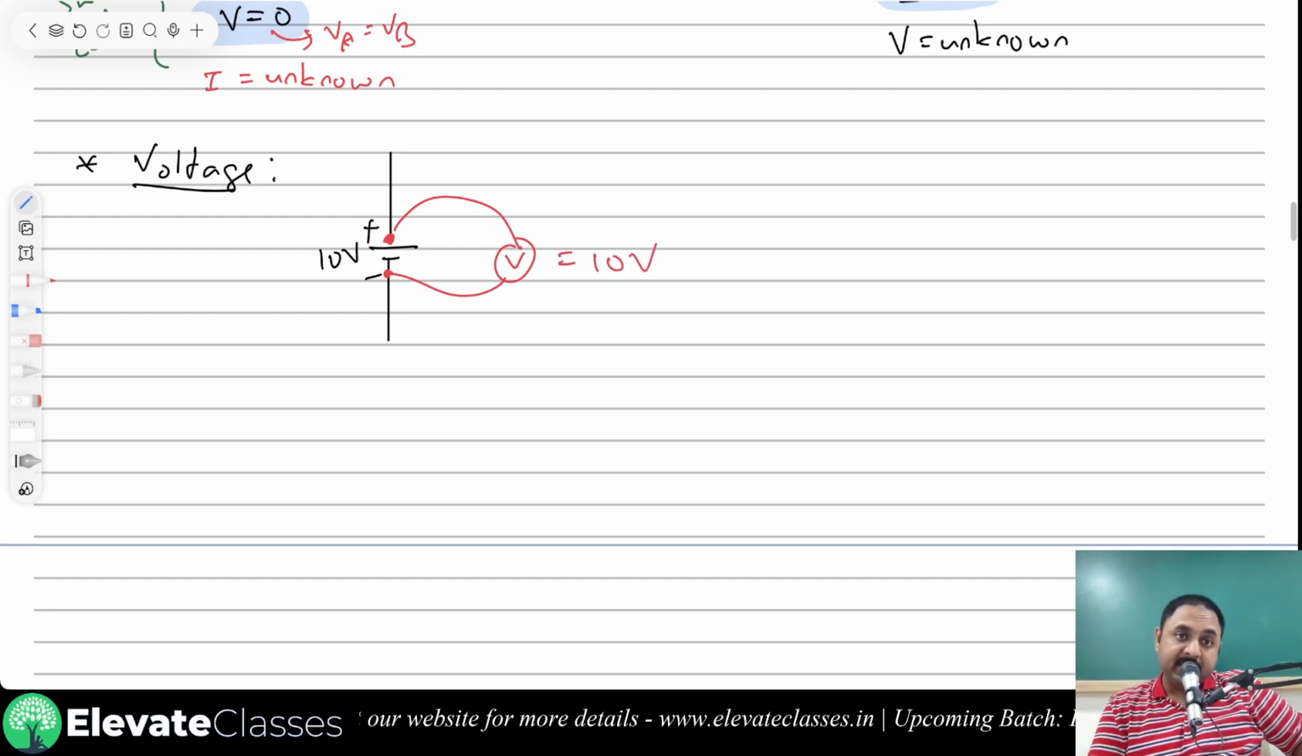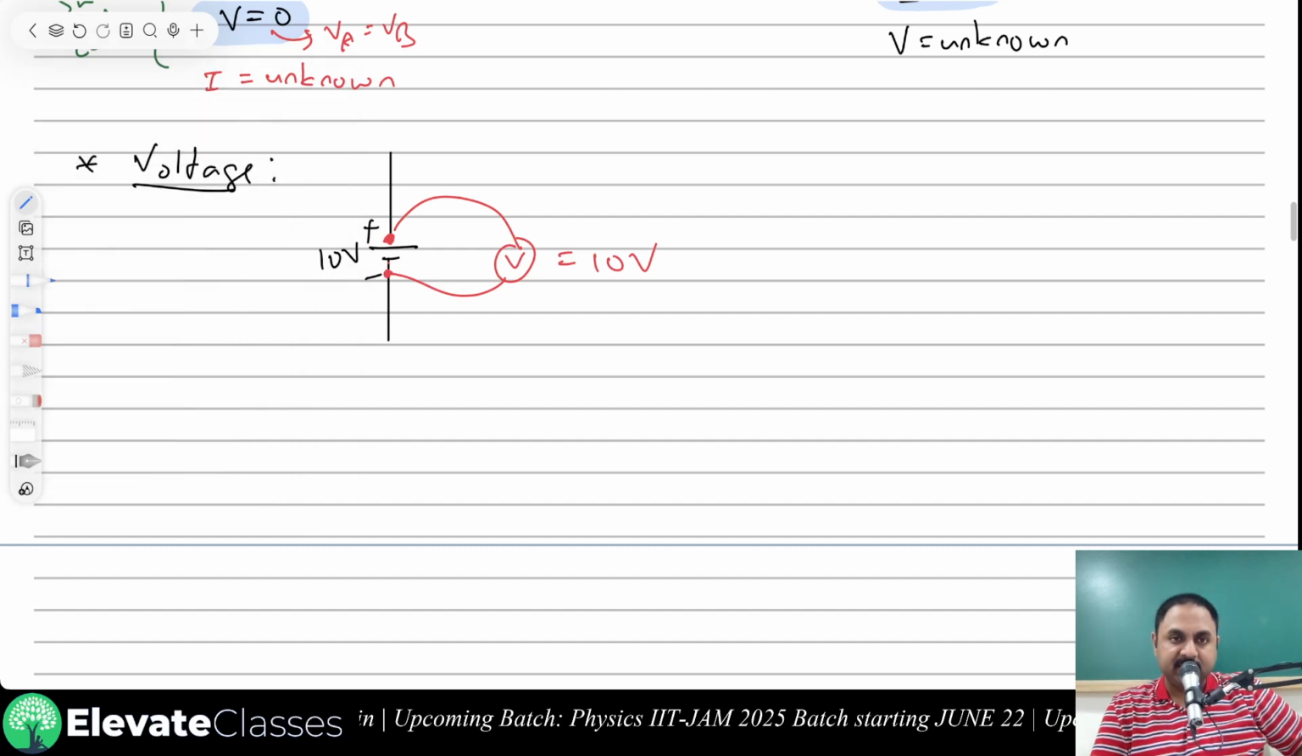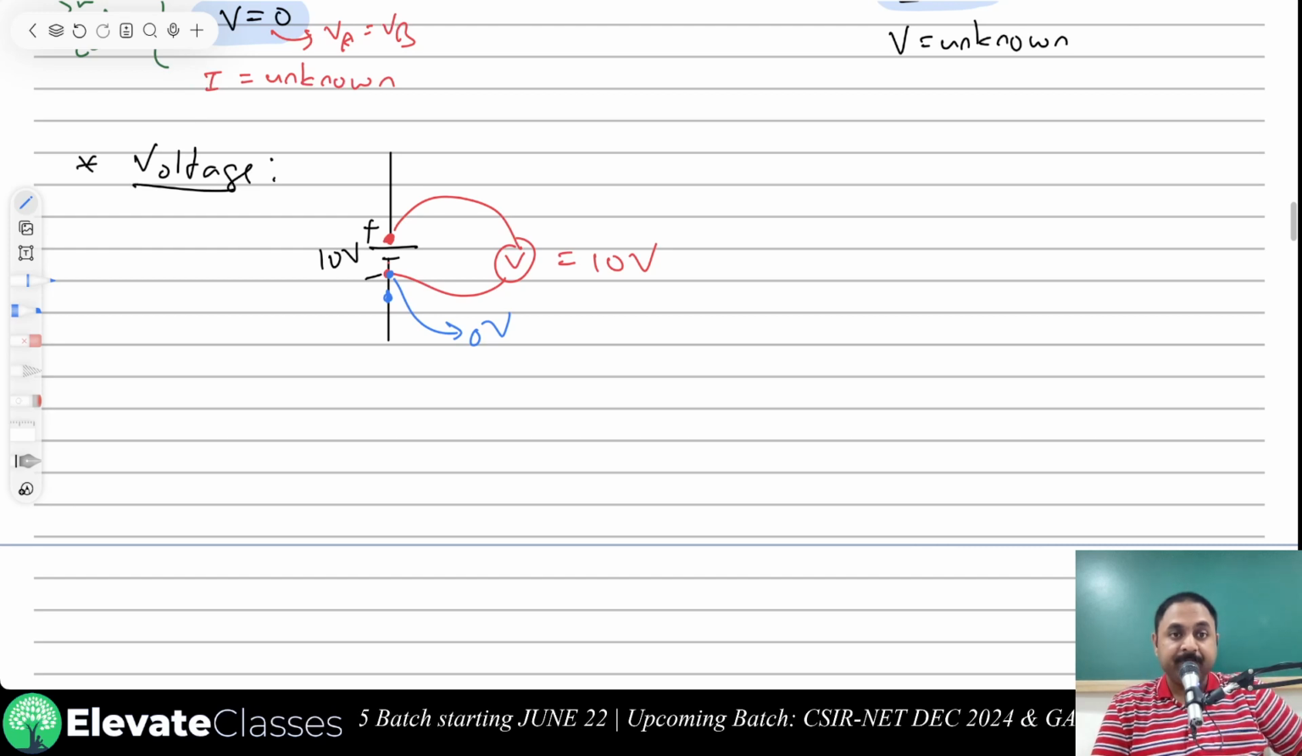That means this plate is 10 volts higher than this plate. That means this particular plate is at 0 volts. If you see these 2 blue points, is there a short circuit between them? Yes, they are directly connected. That means this is also at 0.